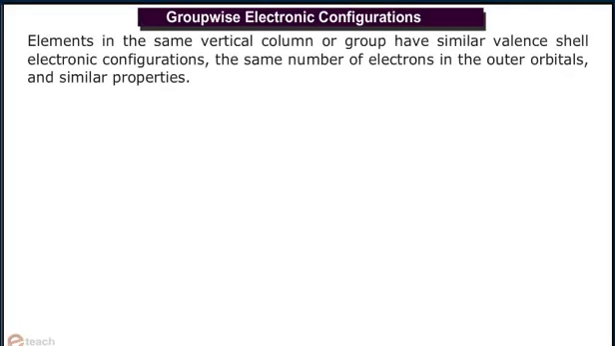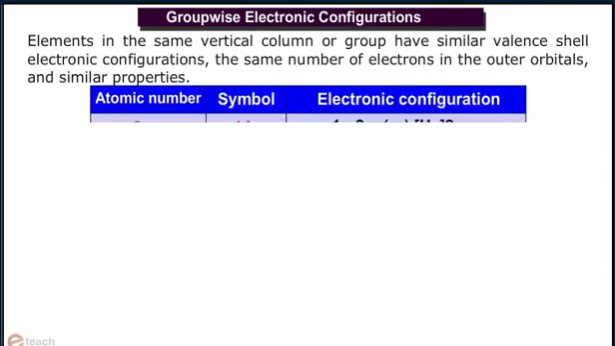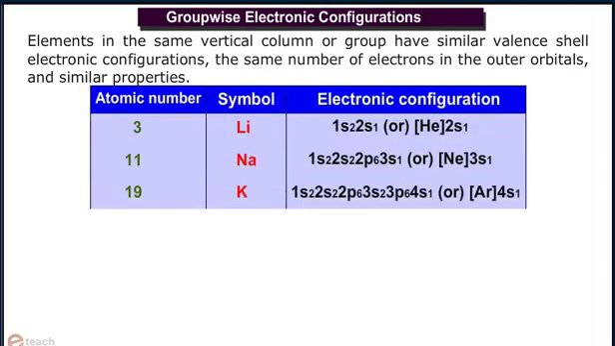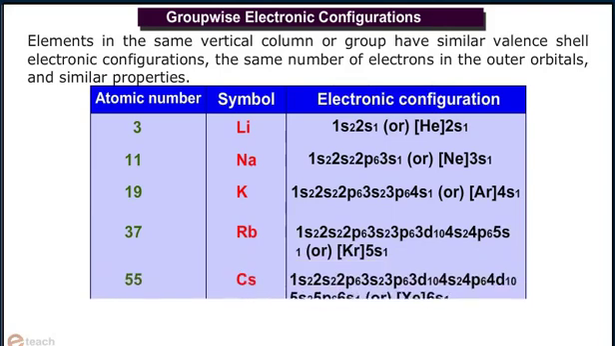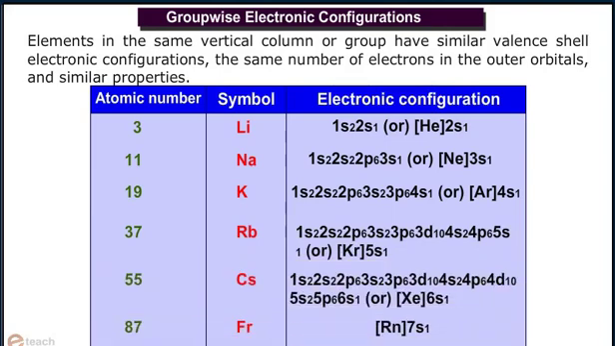Group-wise electronic configurations. Elements in the same vertical column or group have similar valence shell electronic configurations, the same number of electrons in the outer orbitals, and similar properties. The elements of group number 1 along with their electronic configurations are as shown in the following table.